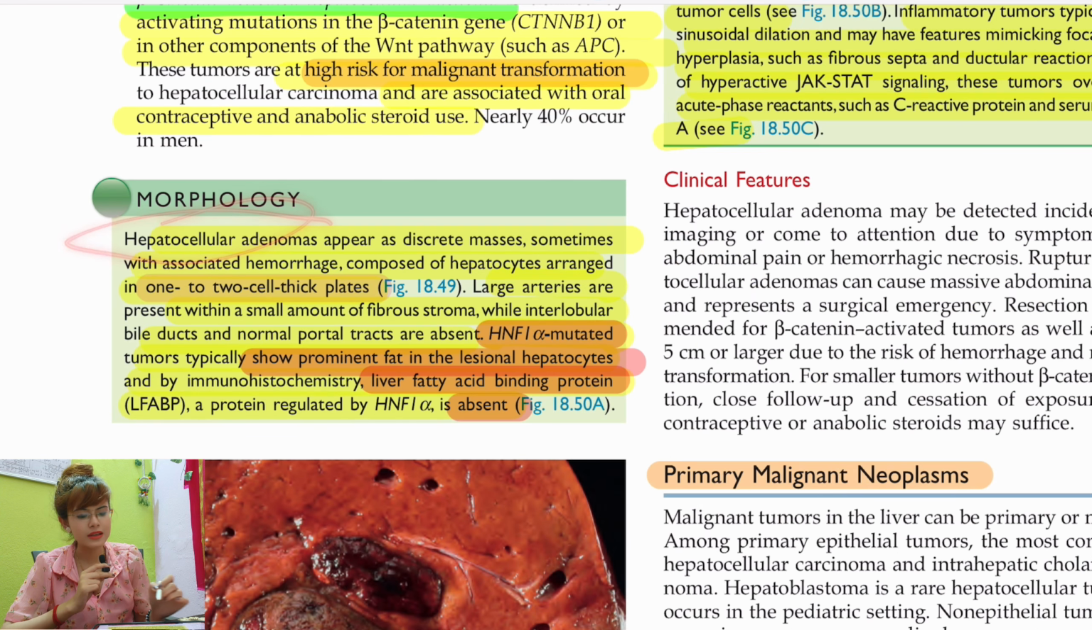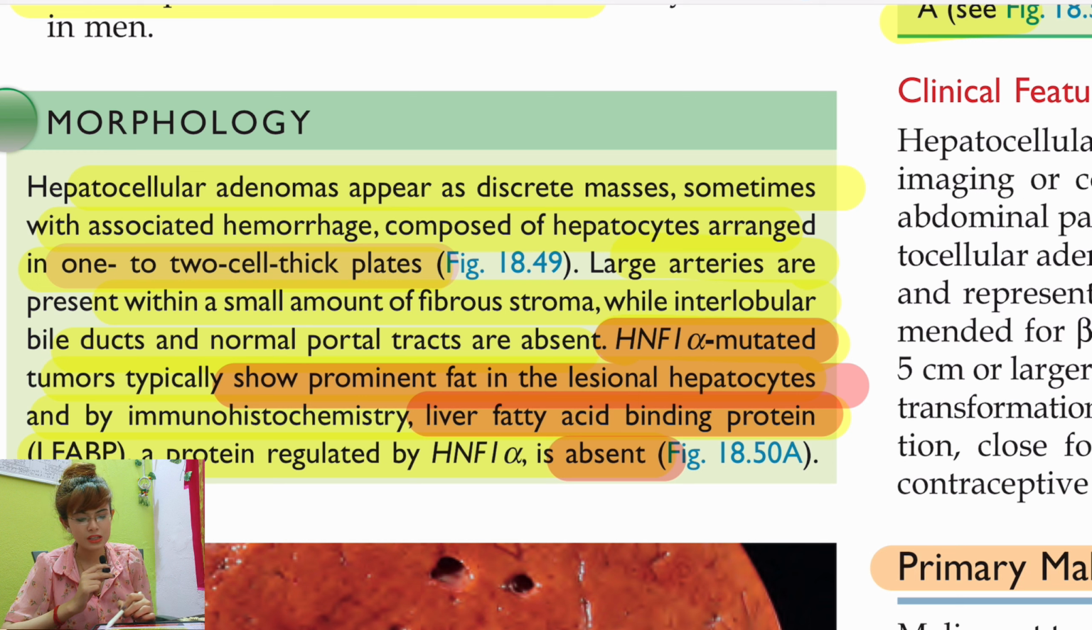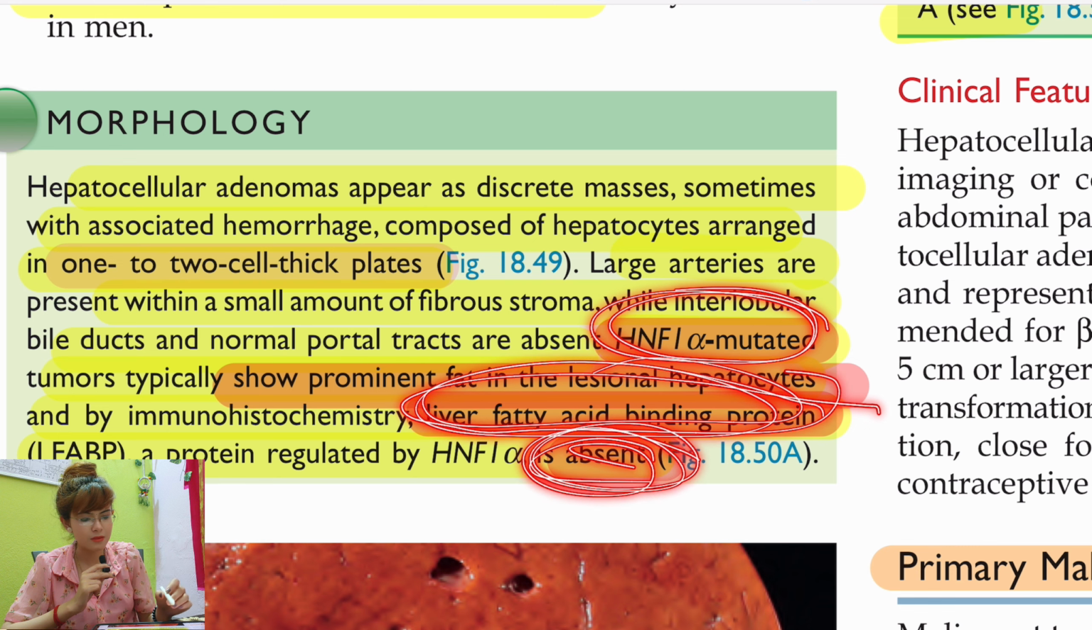Now what happens in hepatocellular adenoma? These are discrete masses composed of hepatocytes arranged in 1 to 2 cell thick plates. HNF1 alpha mutated tumors typically show prominent fat in the lesional hepatocytes, and by immunohistochemistry, the liver fatty acid binding protein, or LFABP, a protein regulated by HNF1 alpha, is absent. So because this gene was producing this protein, now when this gene is mutated, there will be absence of liver fatty acid binding protein. This is again a very important point.